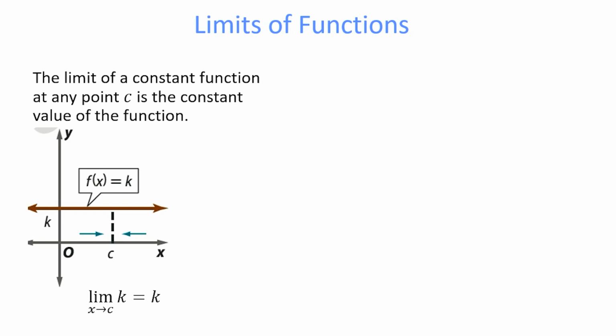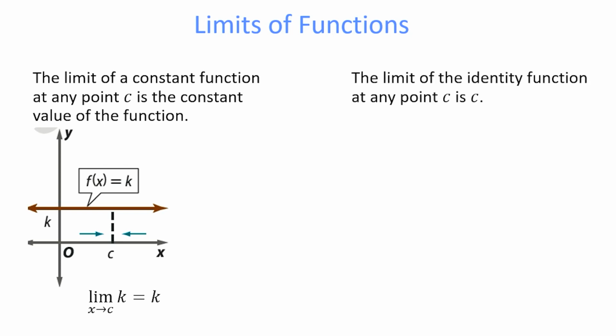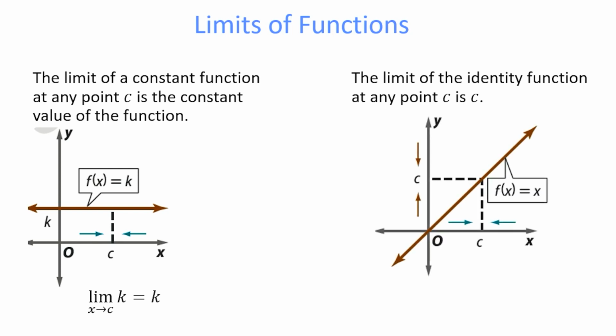Now have a look at the identity function. The limit of the identity function at any point C will be C. As you see the function, at point C the function value will be C and the limit will also be C at this point. The notation is the limit of x as x approaches C equals C.